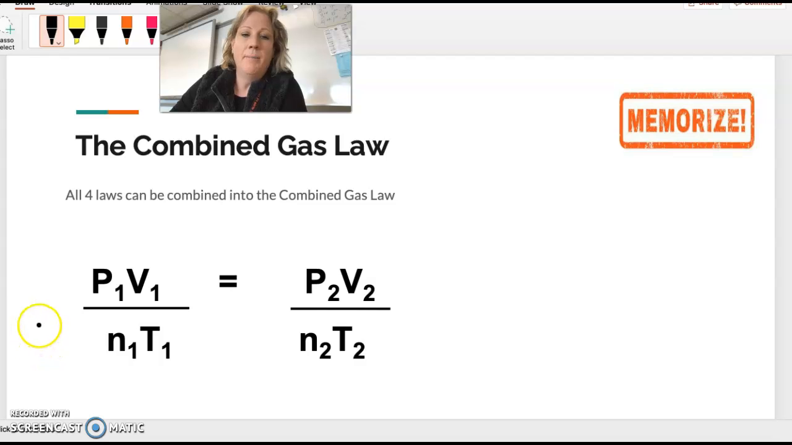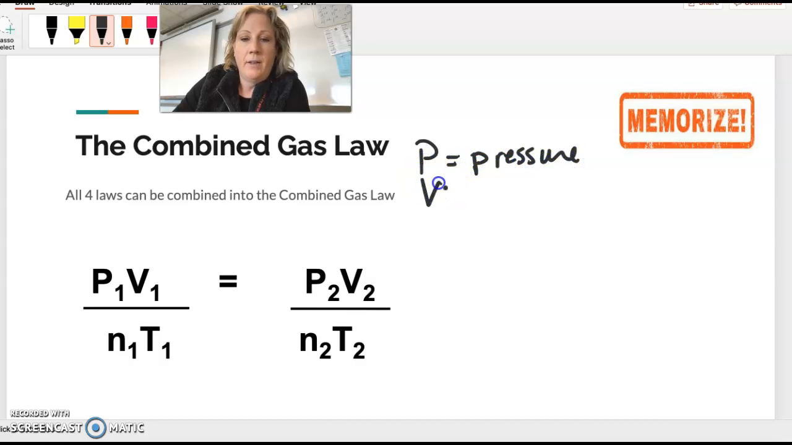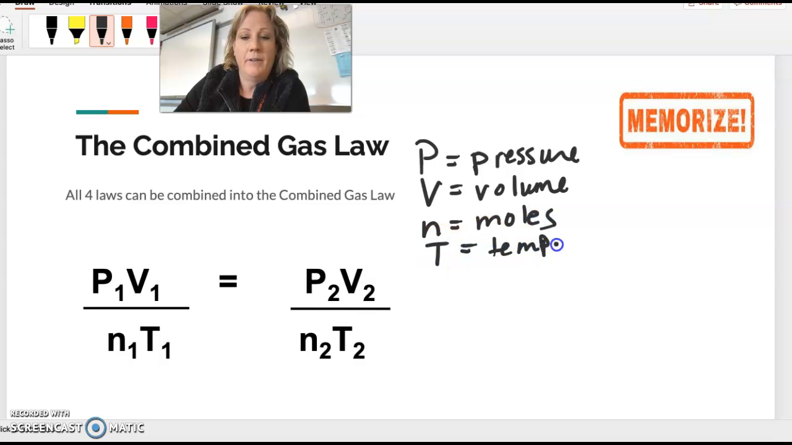We can actually combine all four laws into what we call the combined gas law, because there are times where we might be changing all of these variables. I'll talk you through this. P is pressure, V is volume, N is moles, and T is temperature, and remember that has to be in Kelvin. The 1s and the 2s: if I say P1, that would be the original pressure, and P2 would be what I change it to.